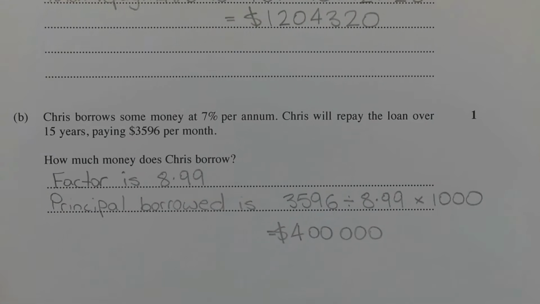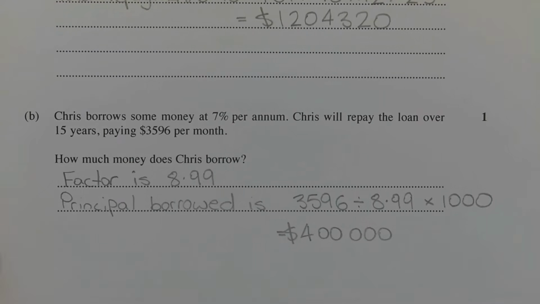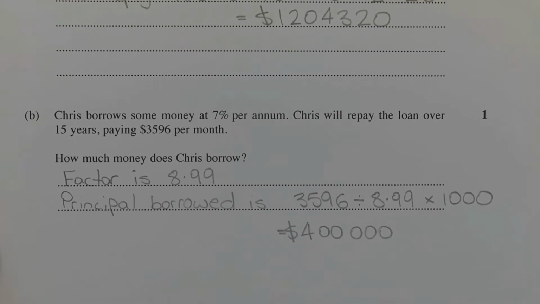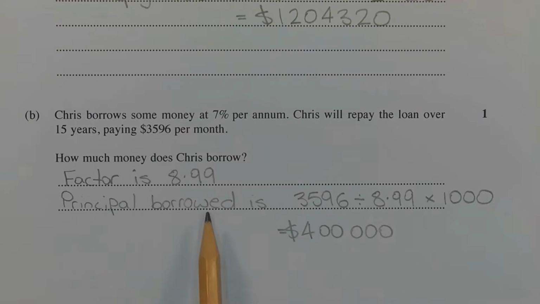So basically what we're doing is reversing the process that we used in Part A. So the principal, or the amount borrowed, is the monthly repayment divided by the factor that we just found. So $3,596 divided by 8.99, that gives us how many lots of $1,000 that was borrowed. So we need to multiply that by 1,000 to give us the actual amount, which is $400,000.